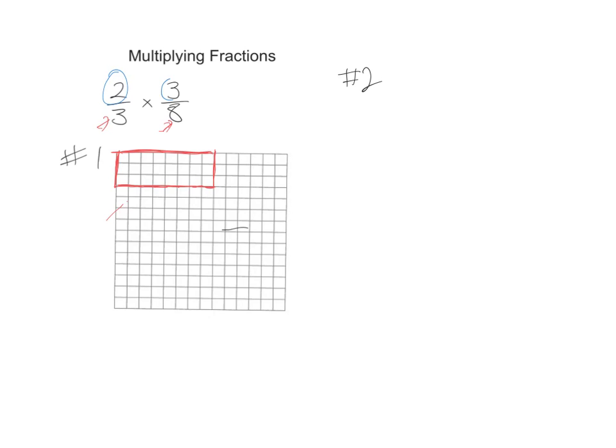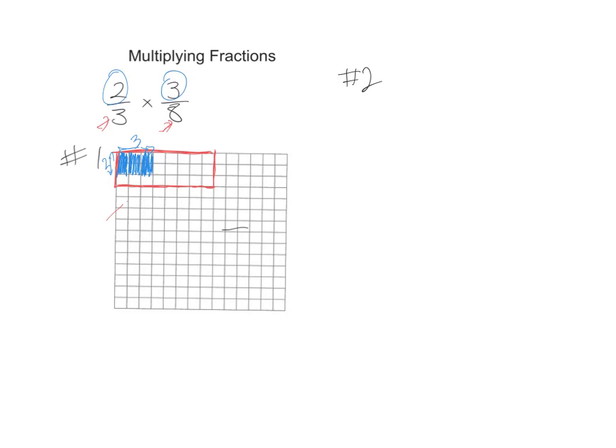Now here's the key to this. The top tells us how to color in the next two. So for example, we're going to color in 2 going down because it's 2 of the 3. And we're going to go 3 across. So you can see we're now 2 down and 3 across. So I went 2 down and I'm going 3 across, and I colored in that rectangle.